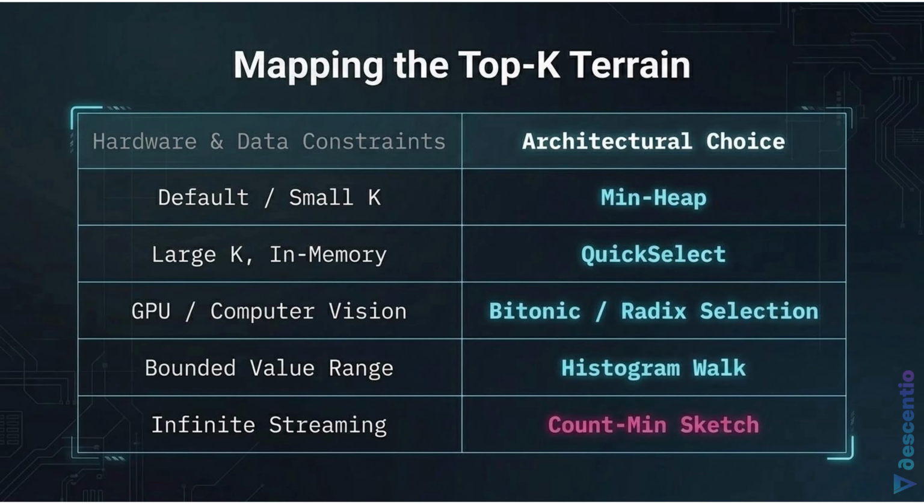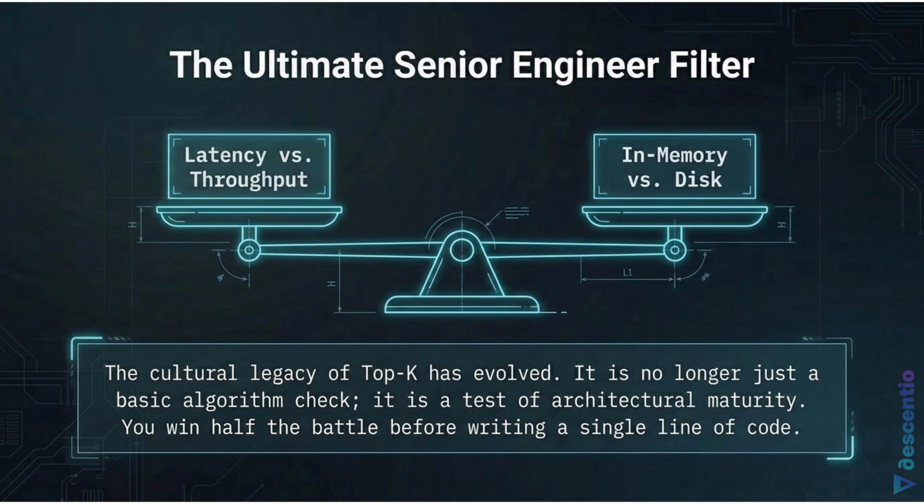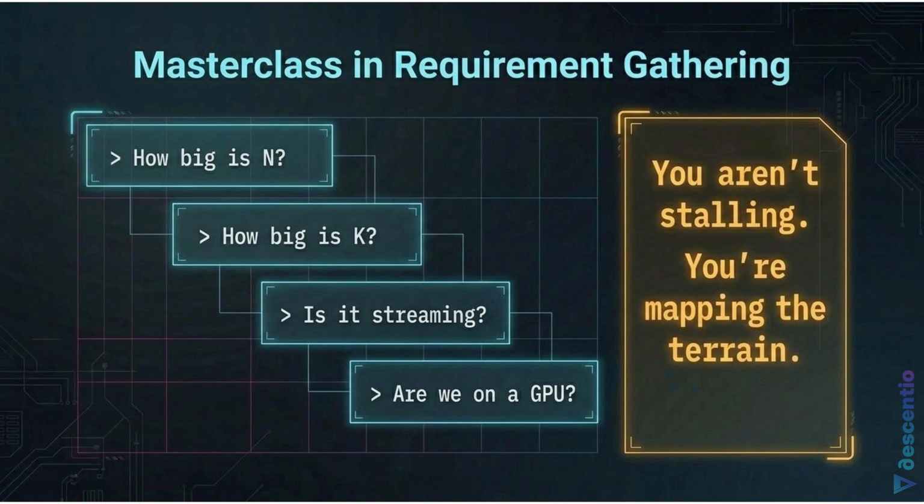Yes, because it's funny how the cultural legacy of the top K question has evolved. It used to just be a way to check if someone knew their basic algorithms. Now it has become the ultimate senior engineer filter. It acts as a filter because a junior candidate hears the prompt and immediately begins writing code on the whiteboard. They are frantically trying to prove they memorize the optimal time complexity. But a seasoned systems architect responds entirely differently. They halt the process. They map the terrain before committing to a single line of logic.